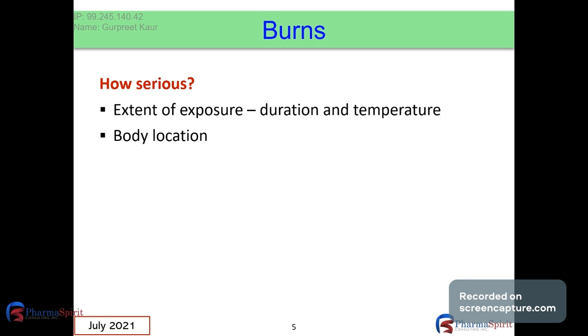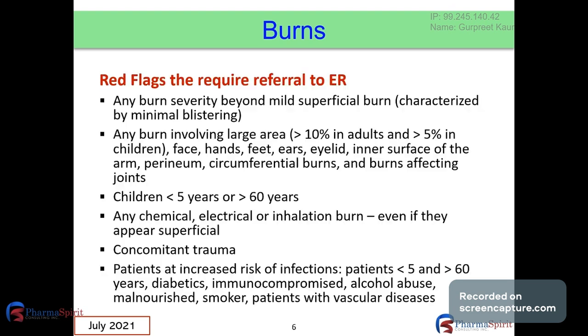So a burn that involves thin skin, such as the skin of the face or the skin of the eyelid or the skin of the ear, is more serious than a burn that affects thicker skin. Here we'll discuss the red flags that require referral to ER. So there are several red flags or symptoms. If they exist, we need to refer the patient to the ER immediately, not to the physician, to the ER.